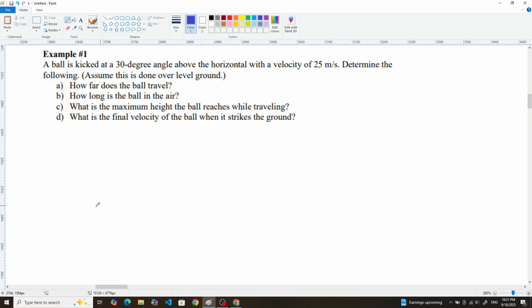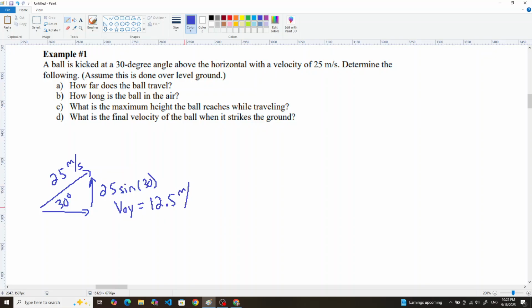In this example, a ball is kicked at a 30-degree angle above the horizontal. So in order to solve this, because x and y information must be kept separate from each other, we're going to use SOHCAHTOA to break up this triangle. So my v initial for the y is 25 sine 30, which is 12.5 meters per second. And my v initial for the x is 25 cosine 30. So v initial x would be 21.7 meters per second.